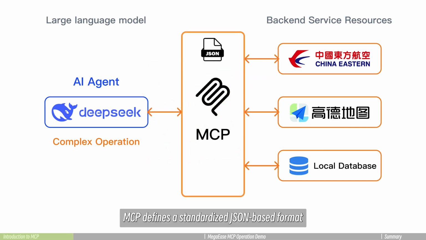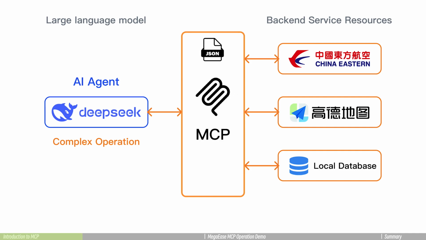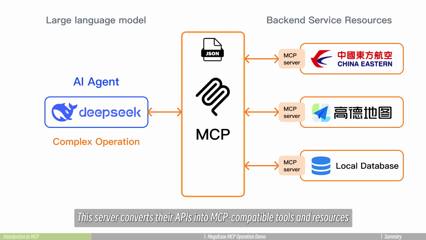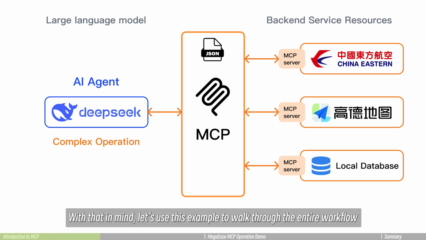MCP defines a standardized JSON-based format. As long as the language model follows this format, it can call various backend resources and tools to interact with them. Meanwhile, backend services, regardless of how they are managed or invoked, only need to create a corresponding MCP server. This server converts their APIs into MCP-compatible tools and resources, making them easily accessible to the language model. With that in mind, let's use this example to walk through the entire workflow.